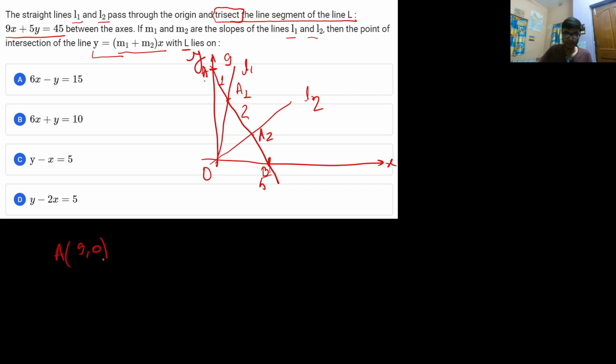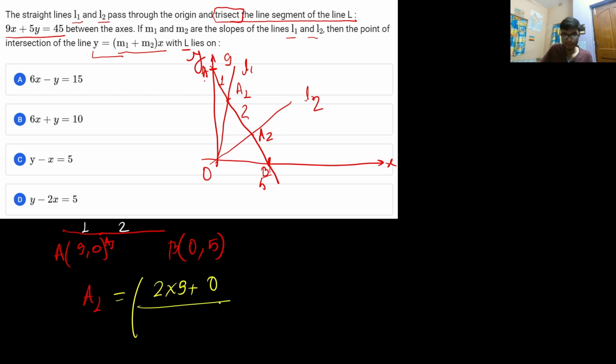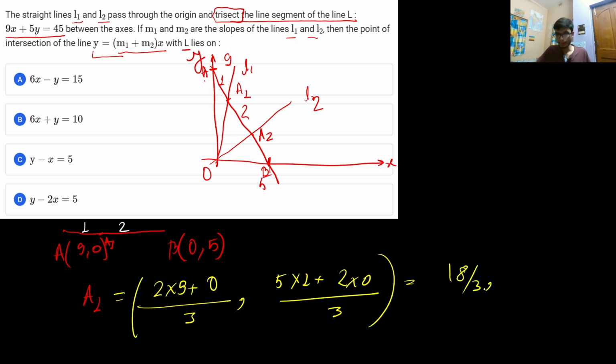The point A is basically (9, 0), and the point B is (0, 5). In order to get the coordinate of A1, A1 divides the line segment AB in the ratio 1:2. So if I use the section formula, it will be (2 into 9 plus 1 into 0) divided by 3, comma, (1 into 5 plus 2 into 0) divided by 3. Sorry, why 1 into 0? This will be 1 into 5 only. So this will give the coordinate of point A1 as 18 by 3, comma 5 by 3.